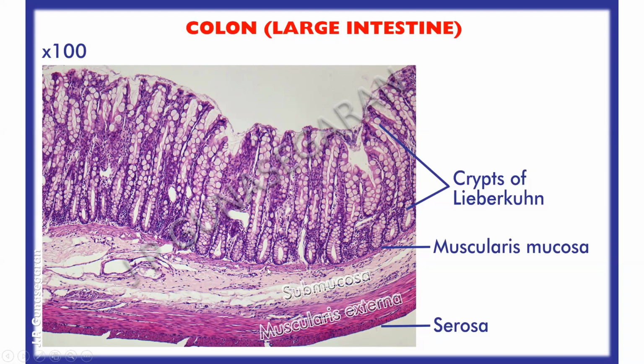You can see the well-defined muscularis mucosa. Deep to that there is a submucosa, and this one is a muscularis externa. The outer longitudinal layer of the muscularis externa forms three ribbon-like bands called taenia coli, but they are not included in this section. Serosa may show fat-filled peritoneal pockets called appendices epiploicae, which are also not included in the section, and the outer layer is the serosa.